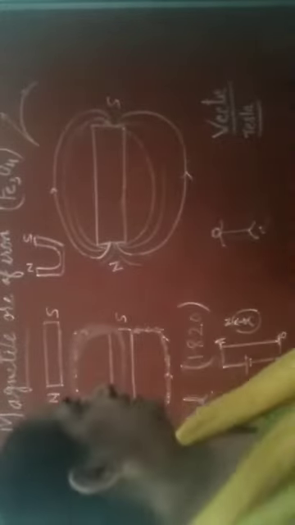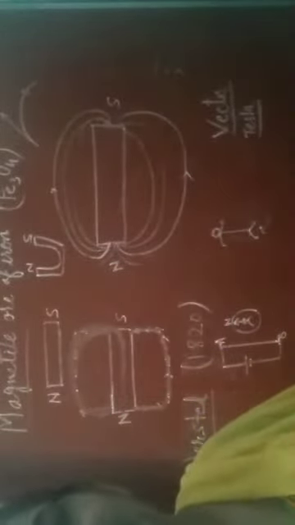If magnetic field lines are parallel lines, it is called a uniform magnetic field. The magnetic field is uniform.